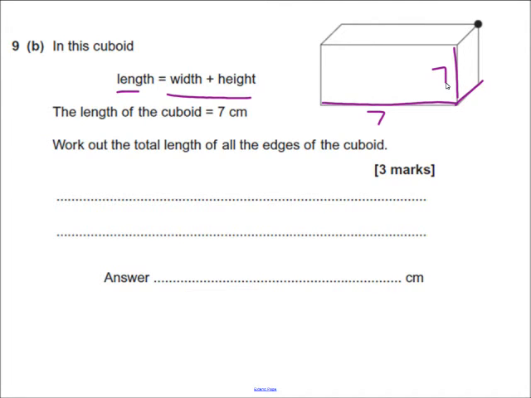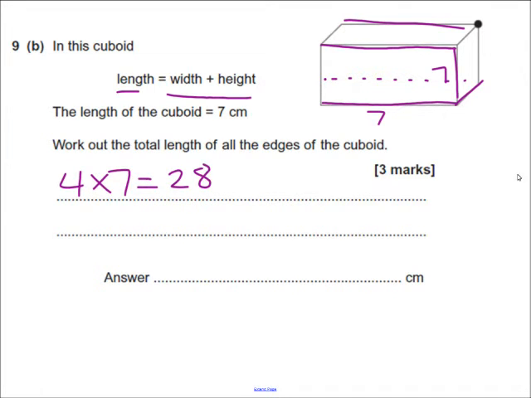Now, to calculate the length of all the edges on our cuboid, I would start with adding the 4 lengths. So you've got 1, 2, 3, and one that you can't see at the back, 4 lots of 7 centimeters. So that's 28 centimeters. Use your calculator if you're at all worried about these calculations.